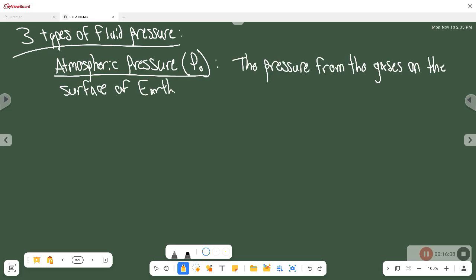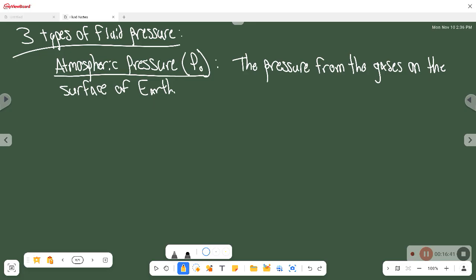What is atmospheric pressure? It is the pressure from the gases on the surface of the Earth. The Earth has an atmosphere surrounding it, full of oxygen and other gases, and that is a fluid. So it is in fact pressing in on you and applying pressure to you. You don't notice it because you have lived your whole life with that pressure, and your brain is designed to essentially ignore it, but there is pressure from the atmosphere around you.